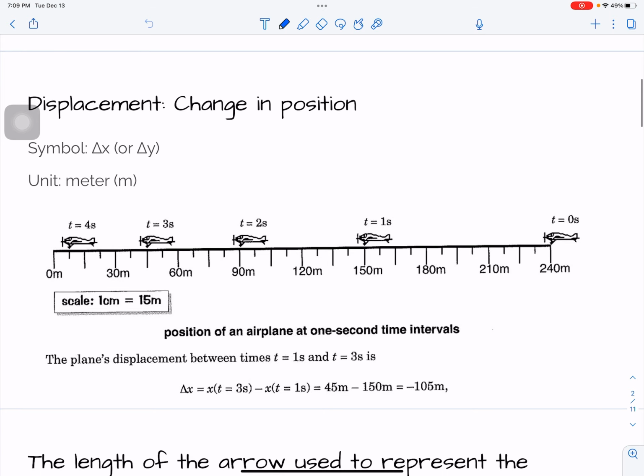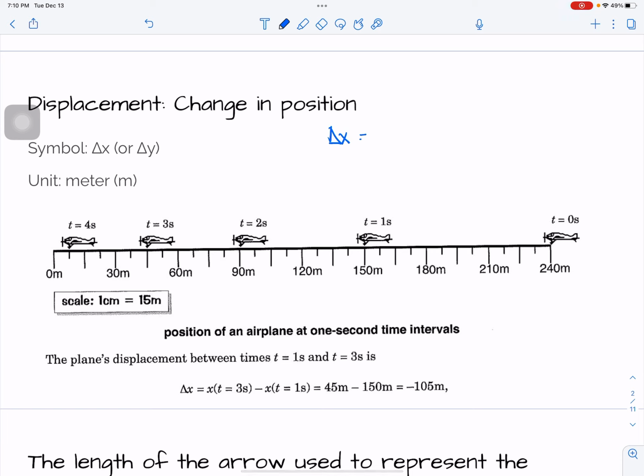So the first thing that I want to do is to be sure that you understood the definition of displacement, and it means a change in position. So this is from the reading on displacement. And the formula for it, the symbol is delta x, if you're in the horizontal position, or delta y if you are in the vertical position.